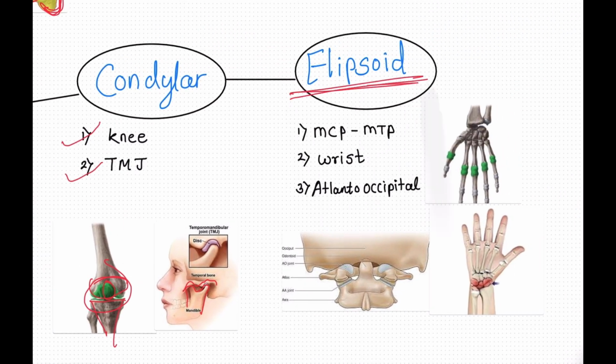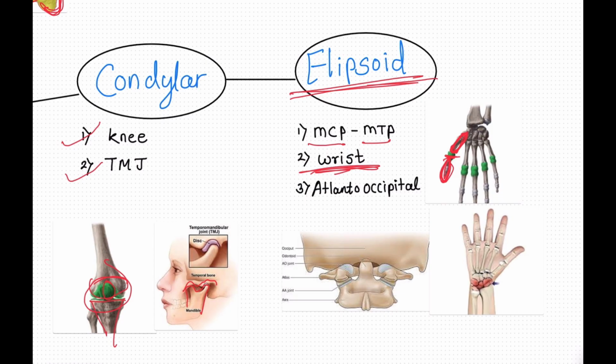It is also a synovial joint. Ellipsoid joints include metacarpophalangeal joints and metatarsophalangeal joints. This is the metacarpal and these are the phalanges. The metacarpal and these phalanges are joined by ellipsoid joints. Interphalangeal joints we saw were hinge joints, and these metacarpophalangeal and metatarsophalangeal joints are ellipsoid joints. And then the wrist is also an ellipsoid joint.